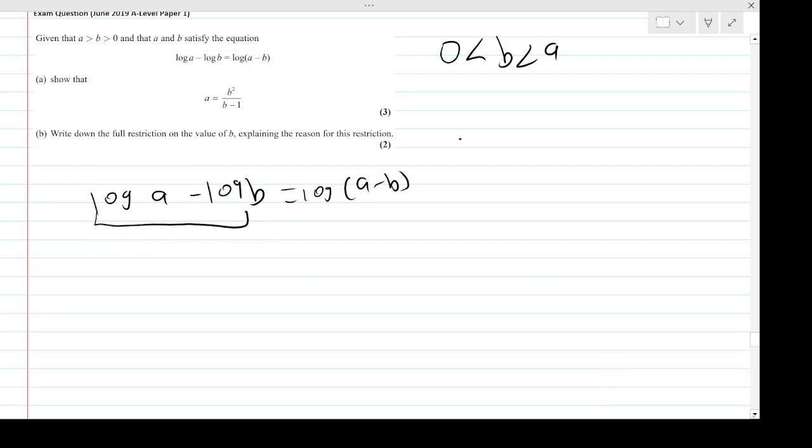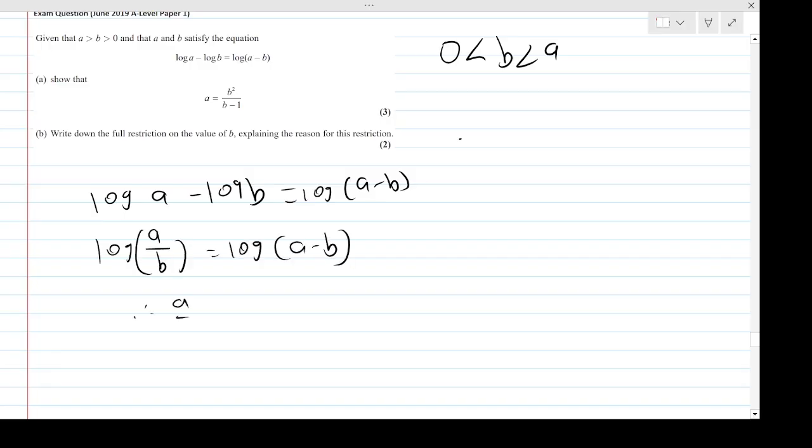So if I'm subtracting the logs, I can divide them. So I can say log of A divided by B is equal to log of A minus B. And so therefore A over B is A minus B. Okay, and so then I can multiply by B. So cross multiply, get rid of the fraction. So A is B lots of A minus B.